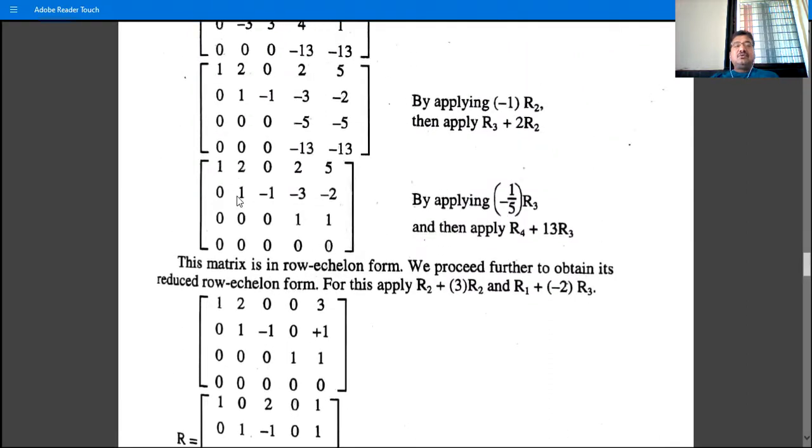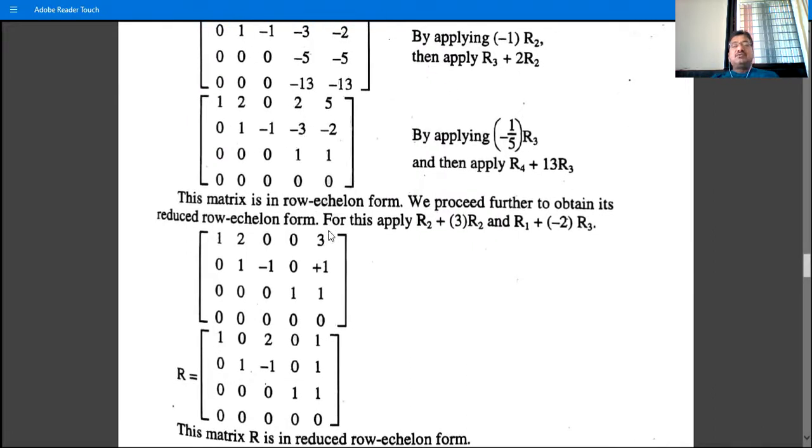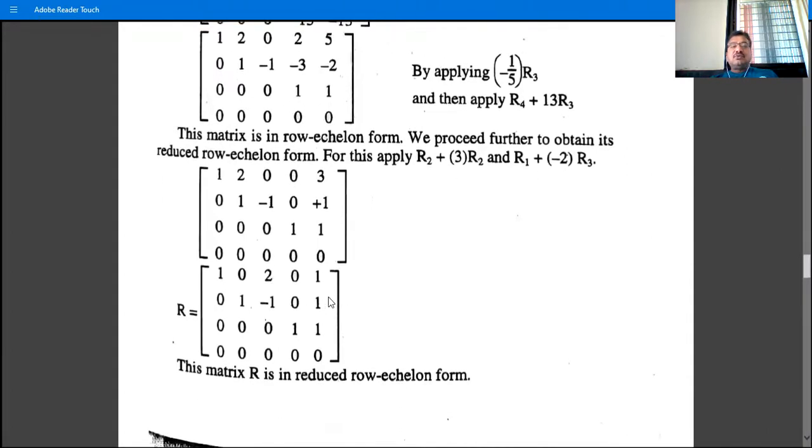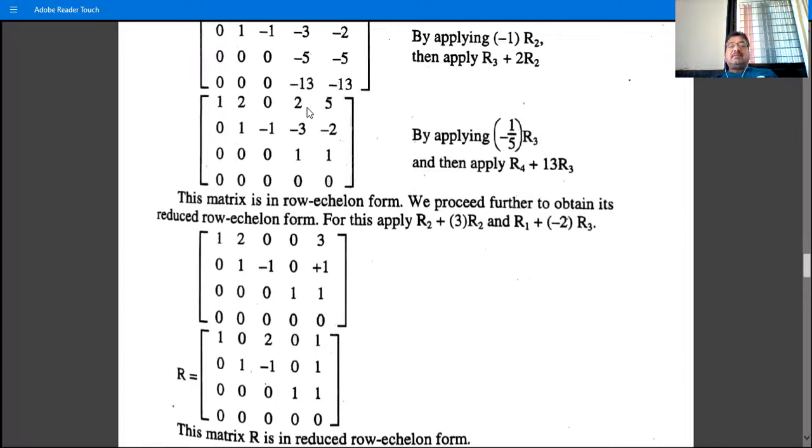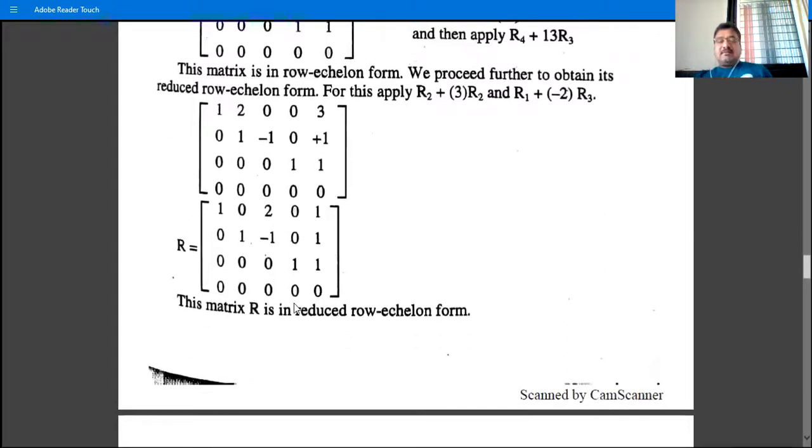So we have to reduce this 2 to 0, then this 2 and minus 3 to 0. First reduce this 2 and minus 3 to 0, so we have this. Then we have to reduce this 2 to 0. What is the operation? R1 minus 2R2. After this, we have this. Apply these two operations at a time. This is the reduced row echelon form, because if you observe, the first, second and fourth columns contain leading ones, and the remaining elements in those columns are 0.